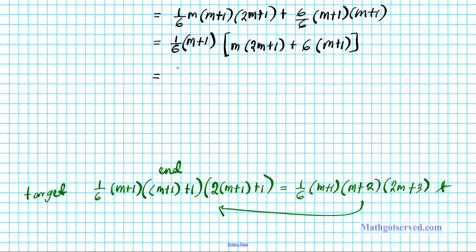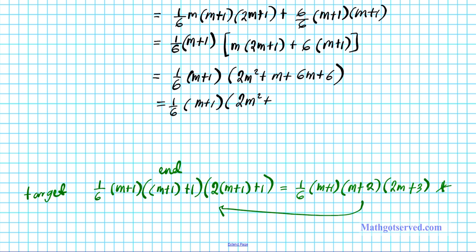So we have 1/6 times m plus 1. And then over here you distribute the m, and then you have 2m squared plus m plus, distribute the 6, 6m plus 6. Okay, and then this becomes 1/6 times m plus 1 times 2m squared plus 7m plus 6. And then we have a quadratic trinomial here. Let's factor that by grouping.